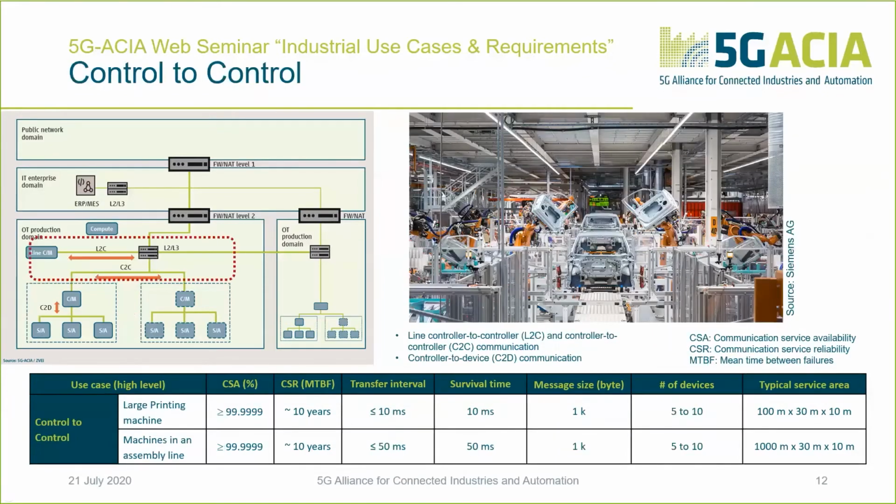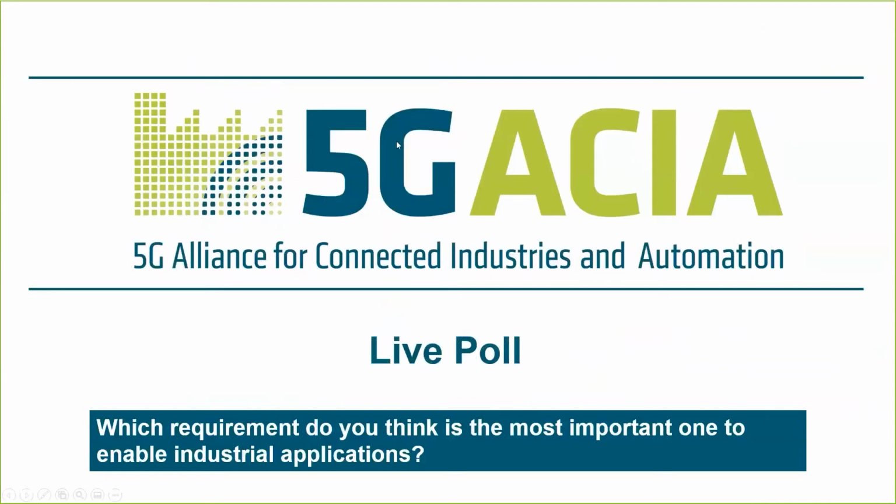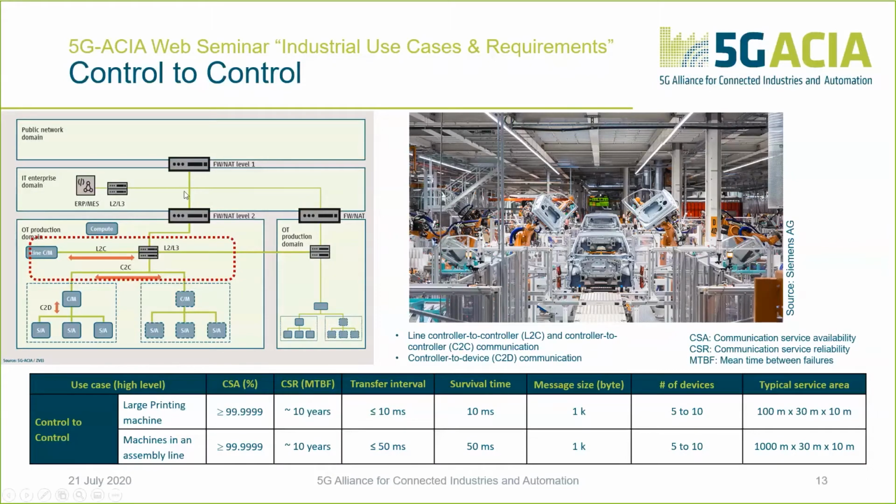And then the next one is the control-to-control use case. It refers to the communication between industrial controllers, as you can see in the left figure. These industrial controllers, also called PLCs, which is short for programmable logic controllers, or motion controllers. There are two typical scenarios for the control-to-control use case.